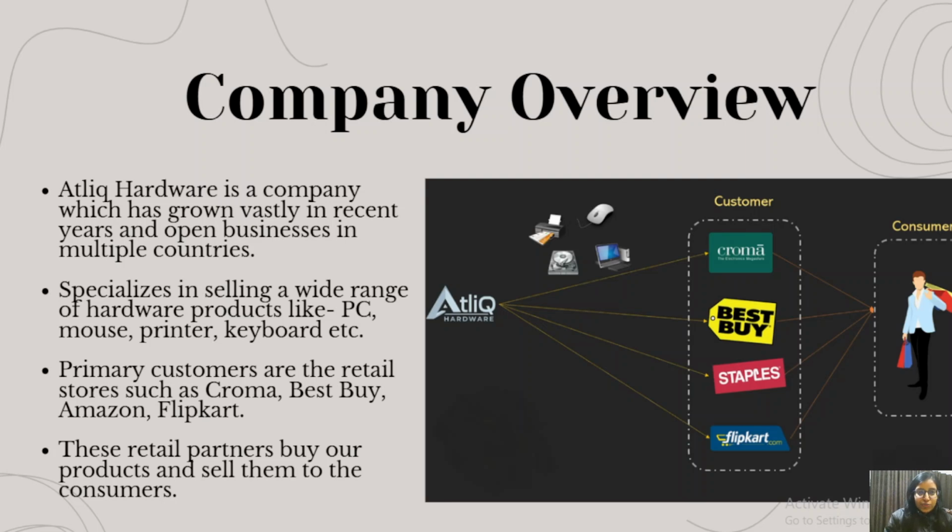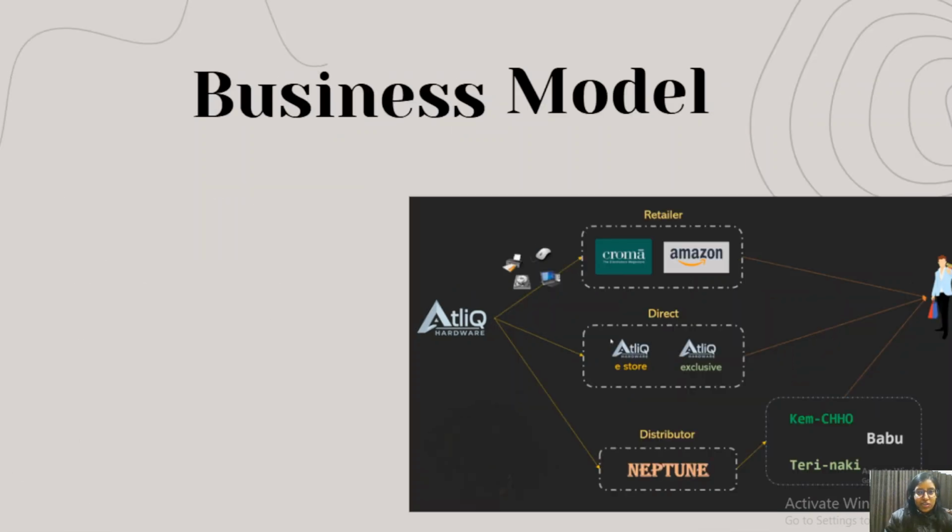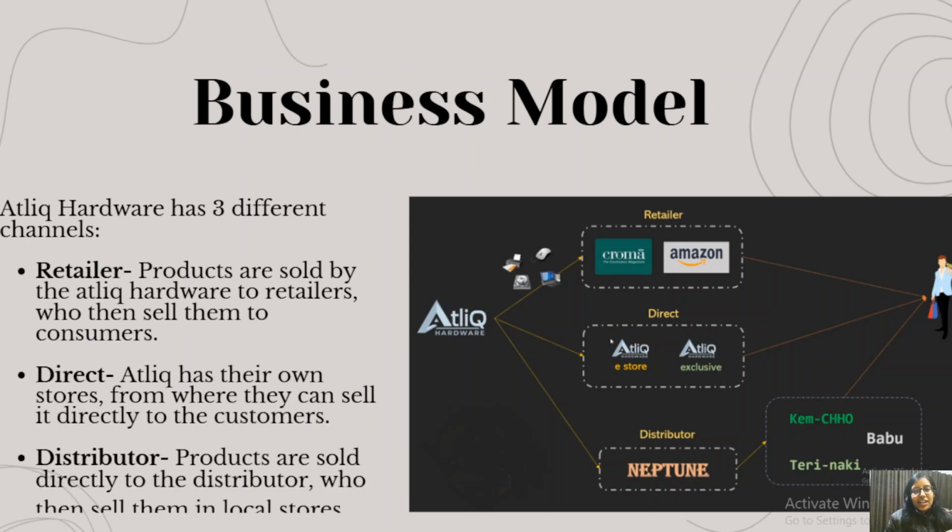So let's move to the business model of AtliQ Hardware. AtliQ Hardware has basically three main channels. Retailer consists of Croma and Amazon. AtliQ sells its products to these stores, and from these stores they sell the products to the end consumers like us. Then AtliQ Hardware has some direct stores, its own stores like AtliQ e-stores and AtliQ Exclusive. From these stores they sell the products to the consumers.